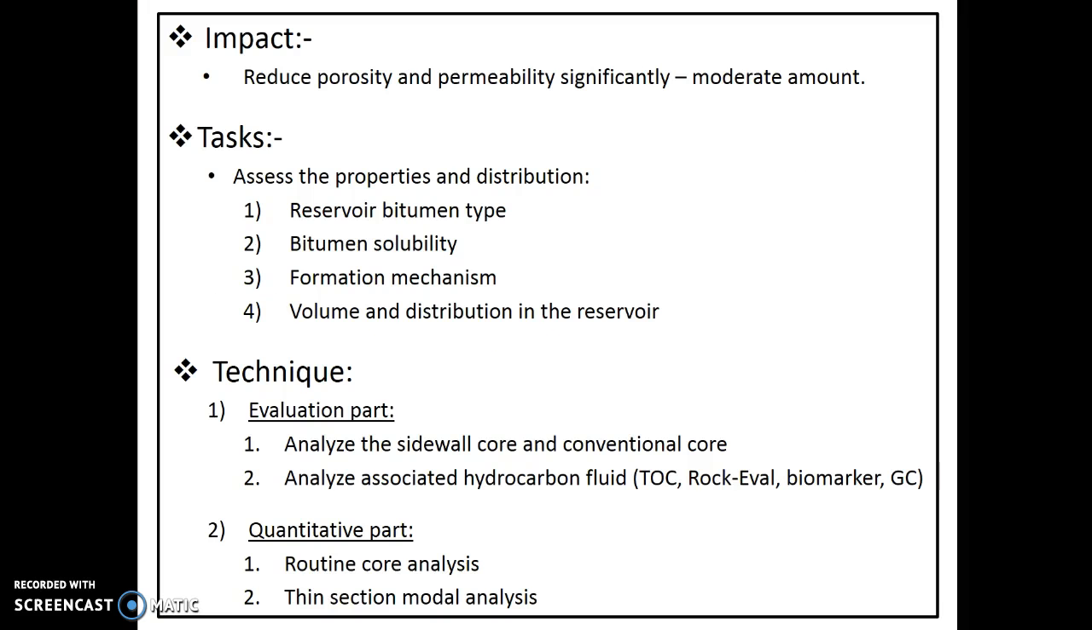So the impact of the formation of this solid bitumen is that it will reduce porosity and permeability significantly, so you can only get petroleum in a moderate amount. So the task in assessing the impact of its presence in the oil is by assessing the properties and distribution of this reservoir bitumen: the bitumen type, bitumen solubility, formation mechanism, and volume of distribution in the reservoir.